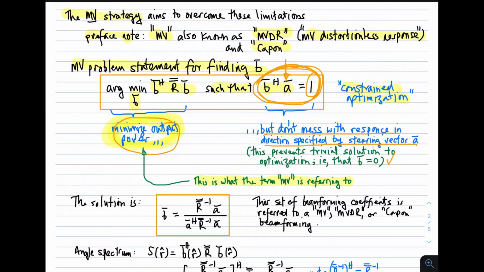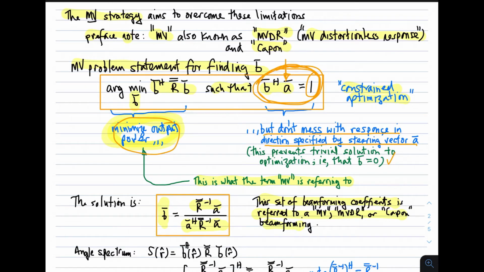Now, written this way, this is a straightforward problem in linear algebra. And the solution to the problem is that the beamforming vector is equal to the inverse of the spatial covariance matrix divided by this factor here, which is the inverse of the spatial covariance matrix left and right multiplied by the steering vector. This particular set of beamforming coefficients is then referred to as the MV or MVDR or Capon beamformer.